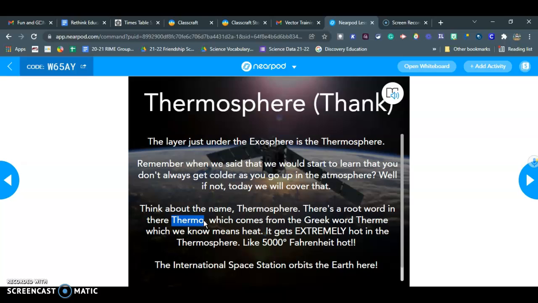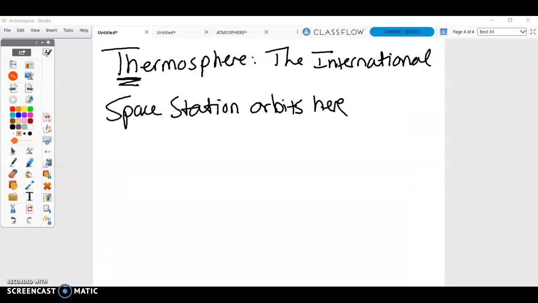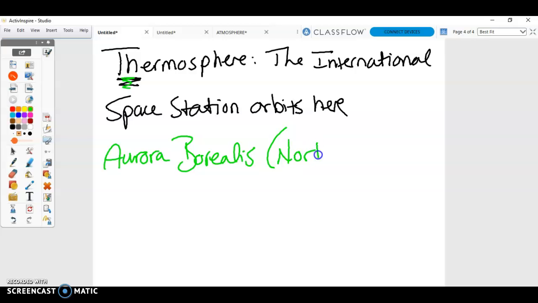And the most important thing that we're going to talk about in the thermosphere for right now is this is where the International Space Station orbits. So our first thing that we're going to jot down about the thermosphere is the International Space Station orbits here. The second thing that's extremely important about the thermosphere is this is where the aurora borealis, or we learned from our vocabulary words, this is also called the northern lights, occur inside of the thermosphere.